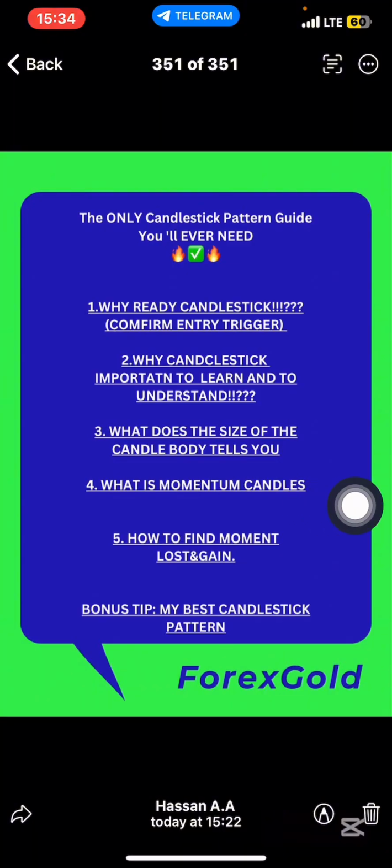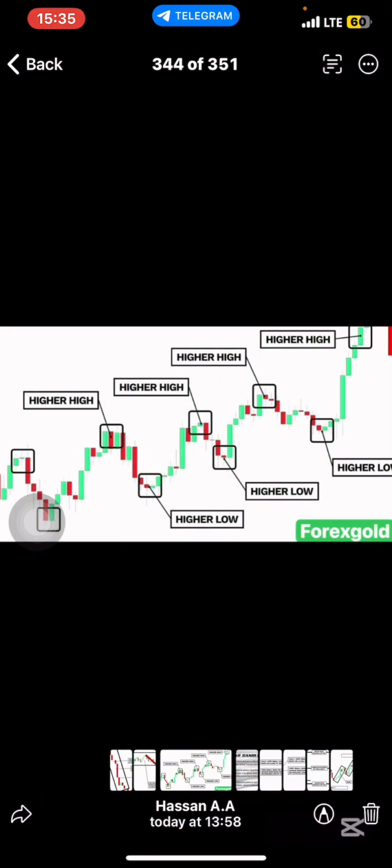What are momentum candles? We are going to talk about momentum candles. This is in the form of a bullish market structure. We have a higher high, higher low, higher high, higher low, higher high, higher low, higher high. The market has been producing higher highs and higher lows. This is a typical bullish momentum market.